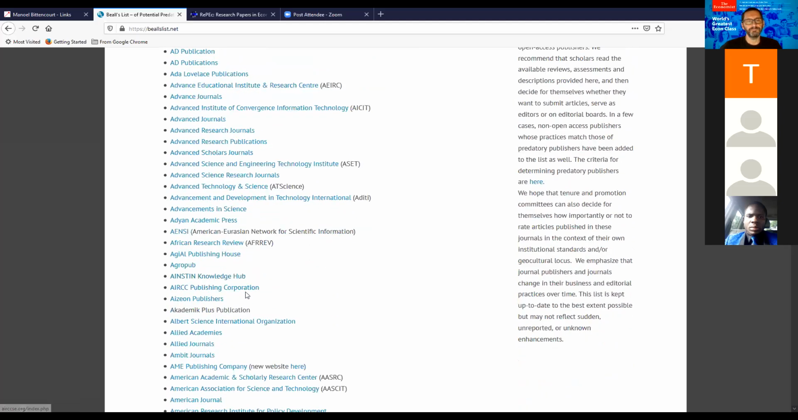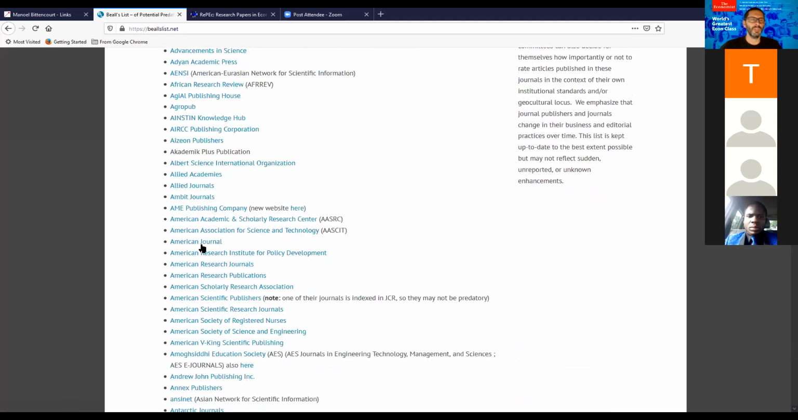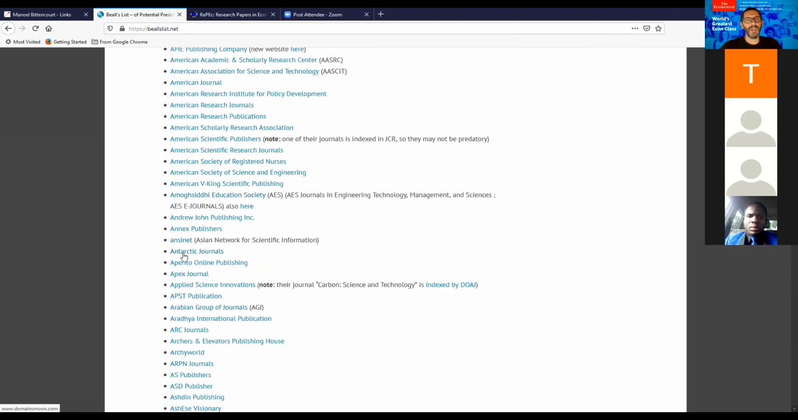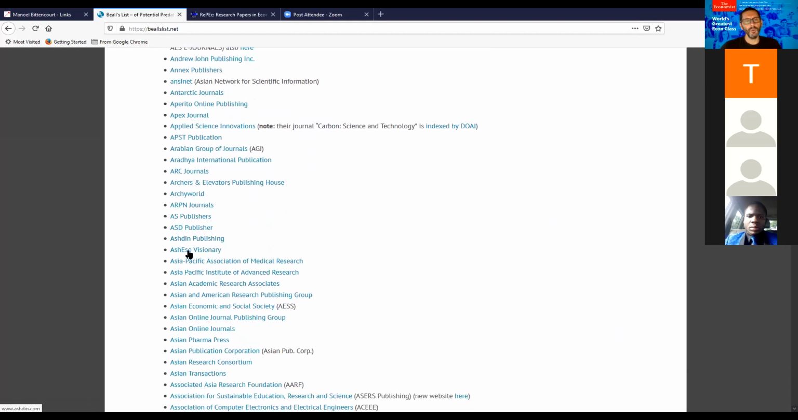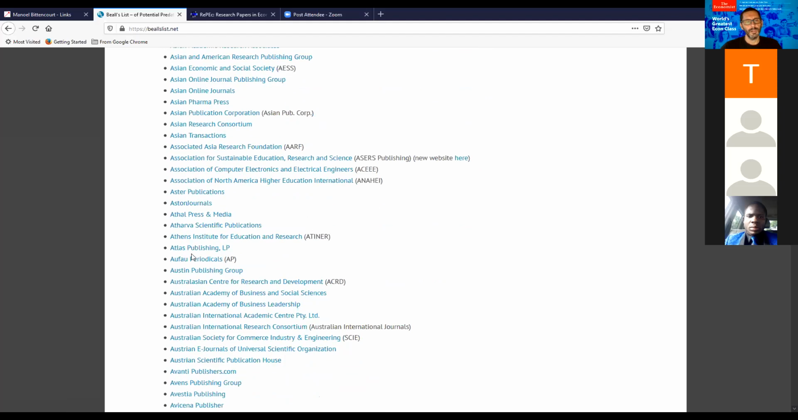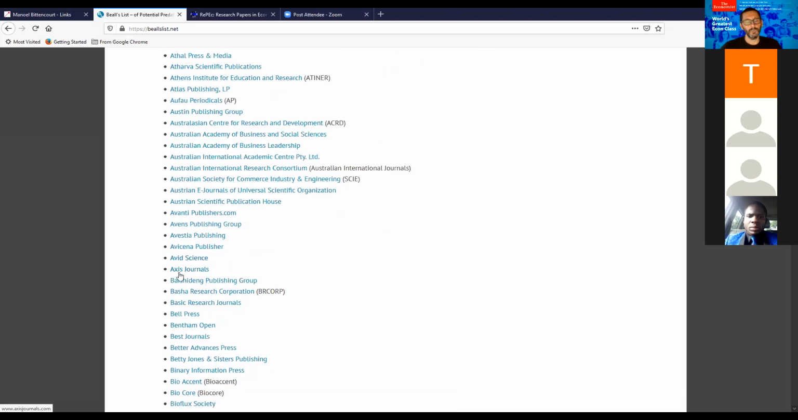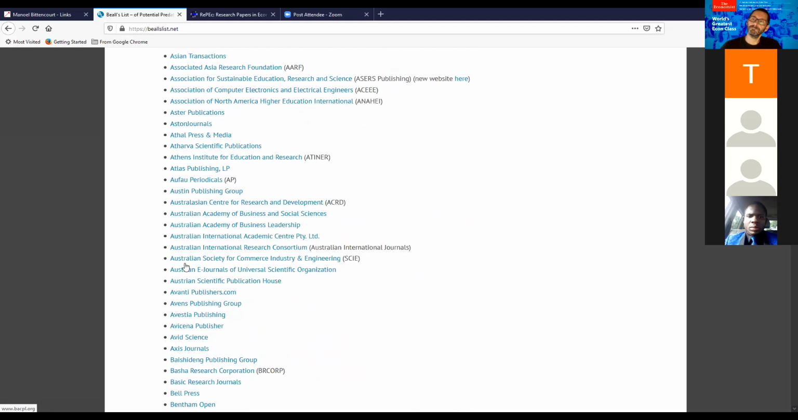There are some names which are really interesting. There is Allied Academies and Allied Journals. Also, they like to say that they are American because that gives them some sort of aura: oh, if something is American, it's really good, right? Antarctic Journals, it's a great name, or Apex Journal. There are all sorts of interesting names. Access Journal. And folks, this is just the list of publishers.